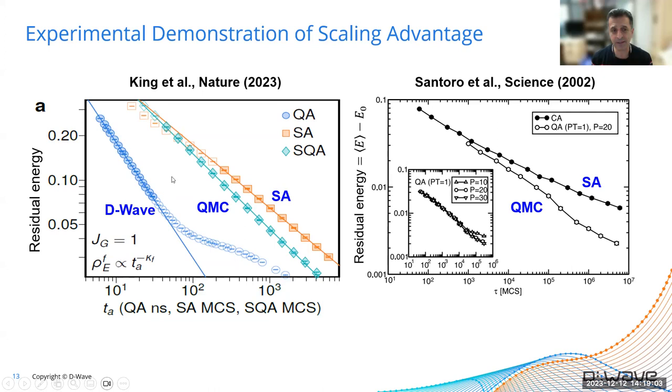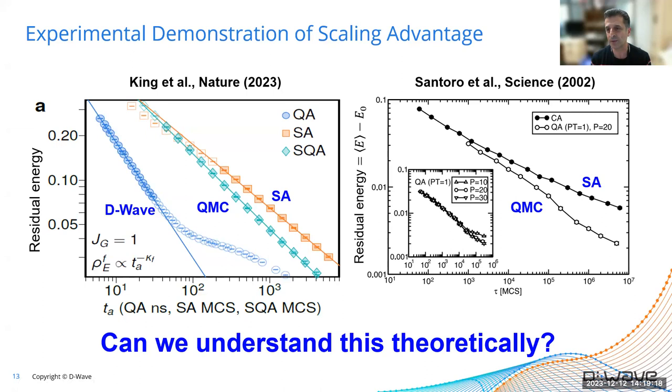So this was very encouraging to us, but is this just an experimental artifact or just some empirical result, or can we understand this theoretically? Can we support this conclusion theoretically? And the rest of my talk mostly is about this. So is it possible to understand this difference theoretically?